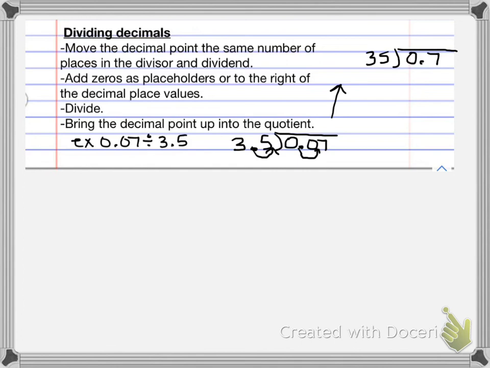All right, from here we're going to divide. I can't make any groups of 35 out of the 0 or out of the 7. Remember, we can add zeros to the right of our numbers as long as they're in decimal place values. So our number is now 70, and 35 can go into 70 2 times. 2 times 35 is exactly 70, so when we subtract, we have no remainder and we can stop dividing. And our decimal point is going to come straight up into the quotient. We're not going to move it left or right now that we've shifted it from before. Okay, so it just comes straight up into the quotient.